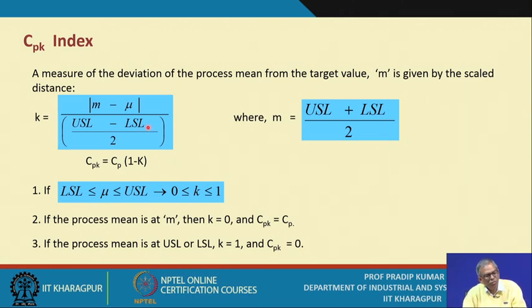So, if you define K this way, and we have defined what is M, then you get the relationship Cpk equals Cp into 1 minus small k. Is it okay? So, now there could be 3 conditions. It may so happen that the value of k becomes 1. Whatever the value of Cp, suppose it is greater than 1, suppose it is 1.5, 1.67, ultimately the process capability as defined by Cpk will become 0.